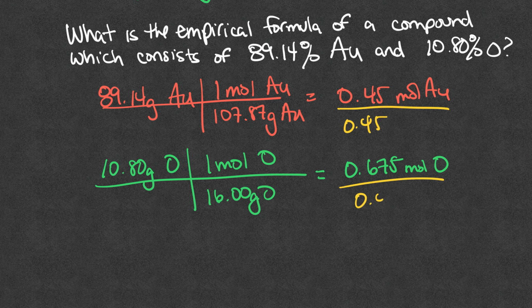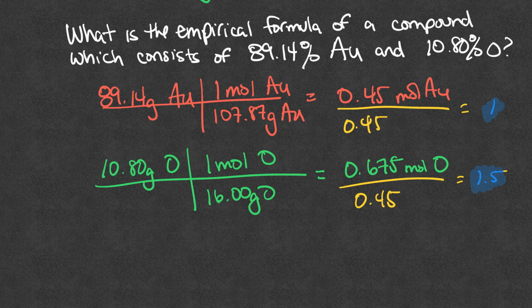Now, if you notice, when you plug this in the calculator, this will be 1, but this number will actually be 1.5. You may be tempted to round, but you really can't, because these are just ratios of one another. Here we're saying that there are 1.5 times more oxygens than gold. You can't round this to 2, because if you do, you change the overall ratio. We need the ratios to remain the same.